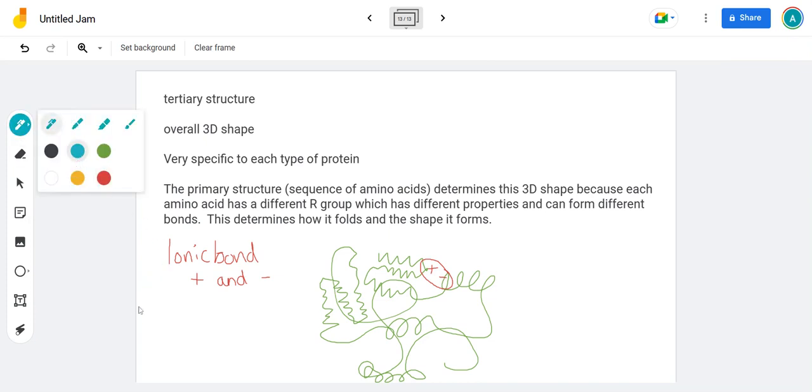The second type of interaction that we get is called a disulfide bond. So di means two, sulfide, sulfur.